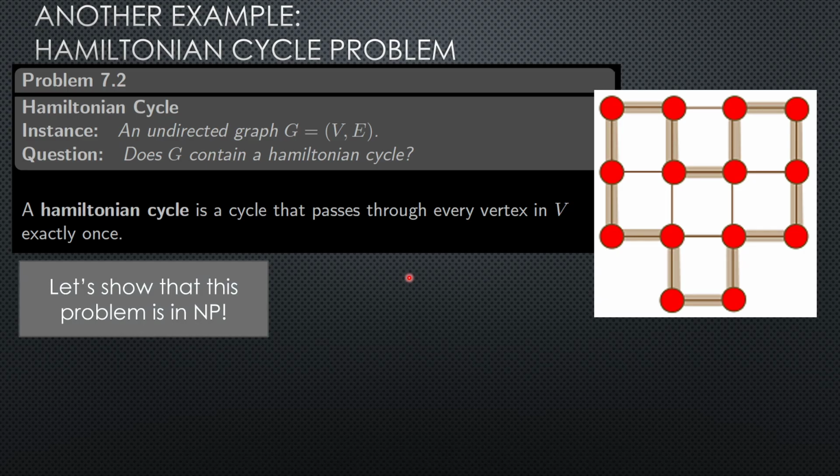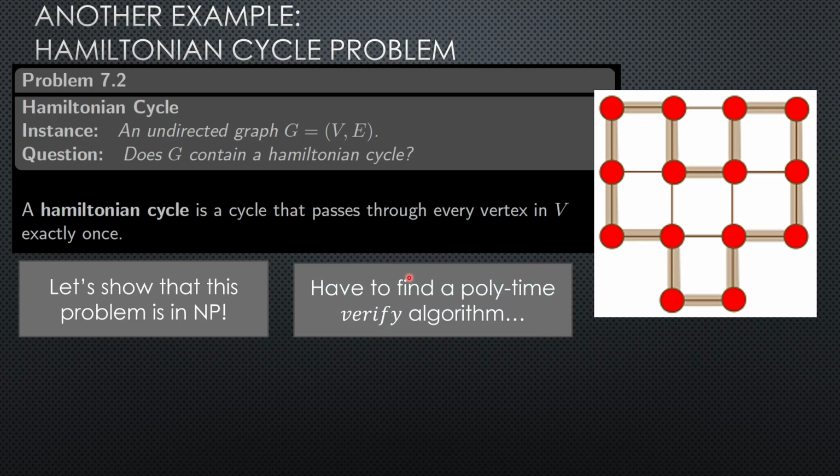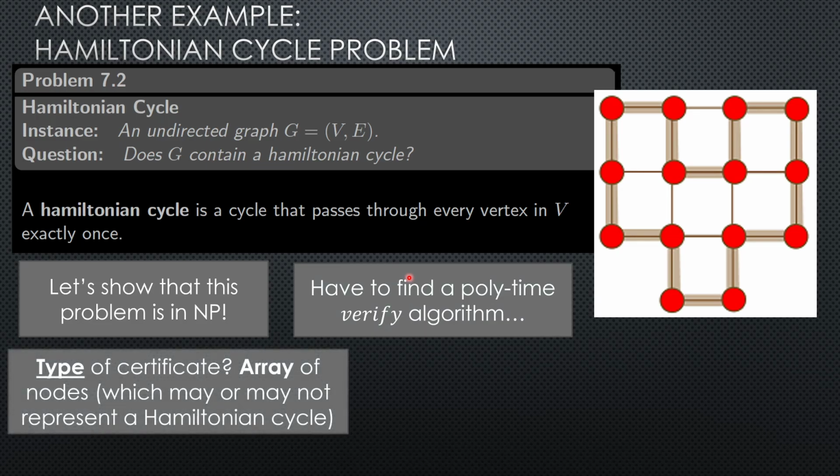We can solve this problem in polytime if we have a non-deterministic polytime oracle. So we have to find a polytime verify algorithm. We have to define our certificates. Let's define certificates as an array of nodes, a sequence of nodes, and the nodes may or may not represent a Hamiltonian cycle. Of course, if we receive some certificate that's not an array of nodes, we can test that easily. The first check of verify can be, is the certificate an array of nodes? If not, return false. So that's easy.